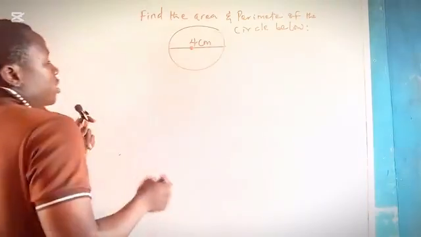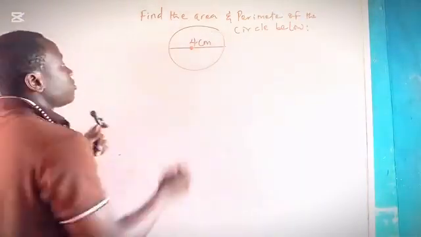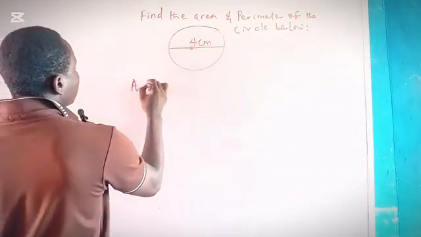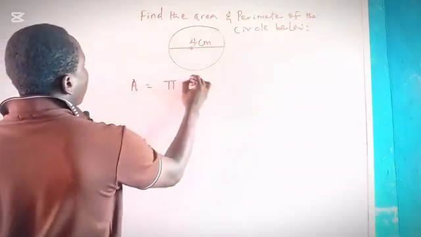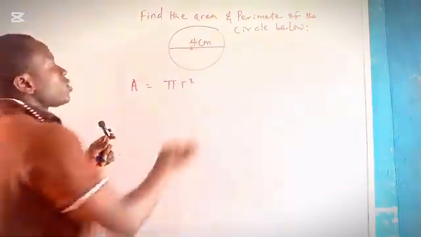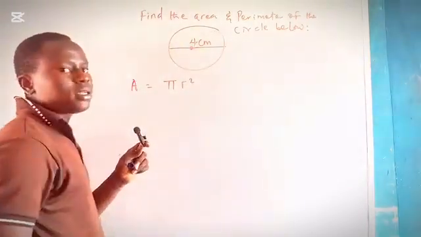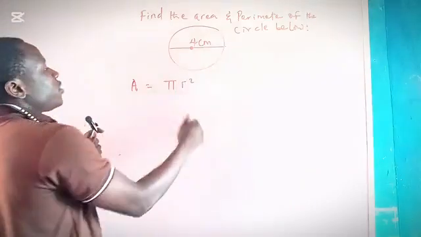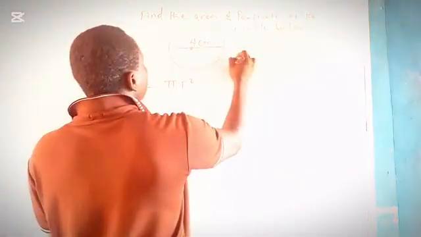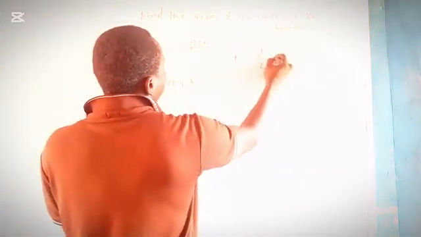Okay, so what is the formula for calculating the area of the circle? So we know that the area of the circle is equal to pi r squared. But in this question, we have the diameter. Do you understand? The diameter. So how do you find your radius from the diameter? Don't forget, radius is equal to diameter over 2.